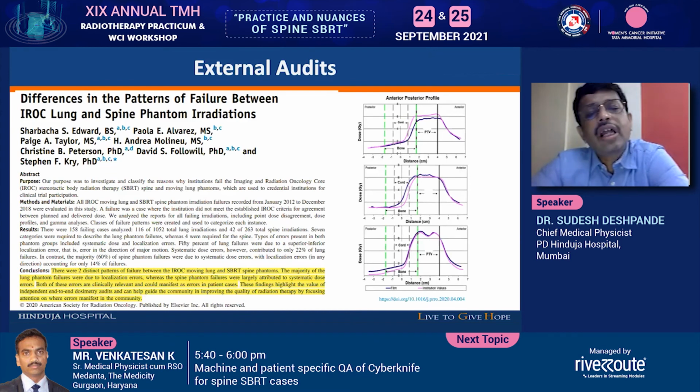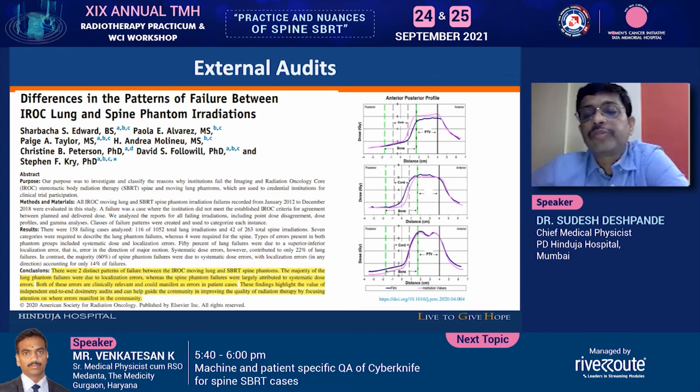irradiation. This is another result of an external audit, published in the Medical Physics journal. This audit was done in the USA, looking at the difference in failure patterns between the IROC lung and spine phantom irradiation. IROC is the new name of the RPC. They observed two distinct failure patterns between the IROC moving lung and the SBRT spine phantom. The majority of the lung phantom failures were due to localized error, whereas the spine phantom failures were largely attributed to systematic dose error.